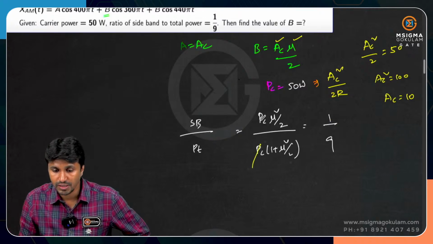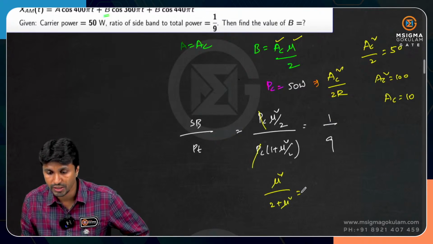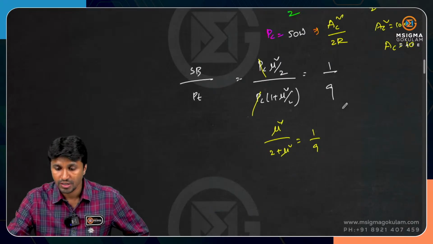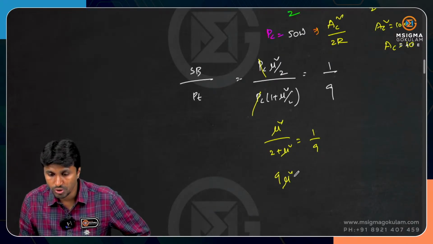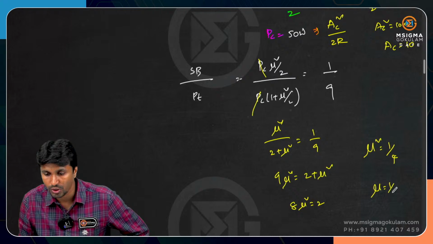This is PC and PC will cancel. So therefore mu square by 2 plus mu square is equal to 1 by 9, right? So therefore 9 into mu square is equal to 2 plus mu square. So therefore 8 mu square is equal to 2. So therefore mu square is equal to 1 by 4 and mu is equal to 1 by 2.